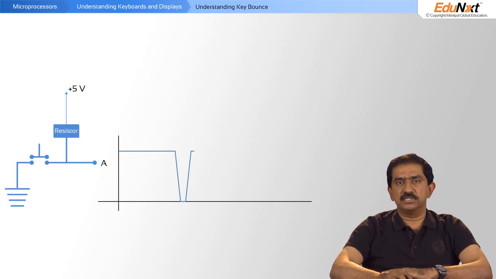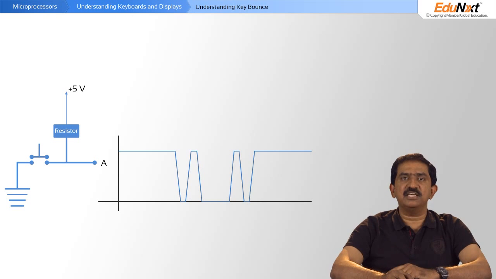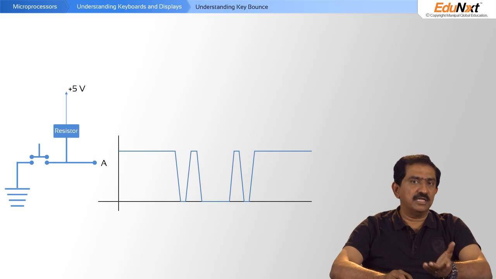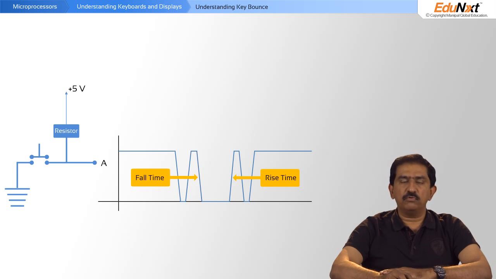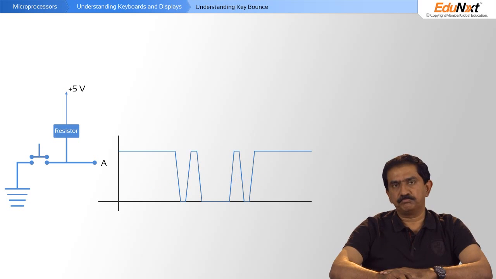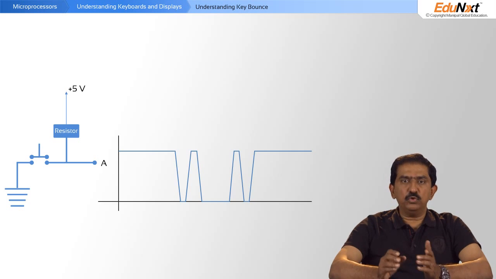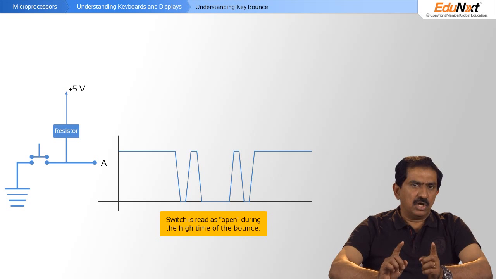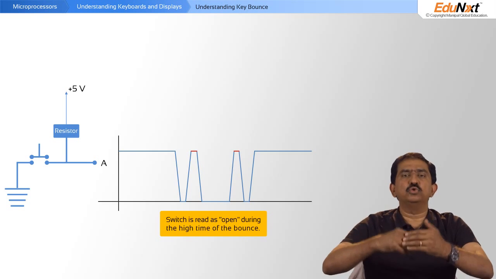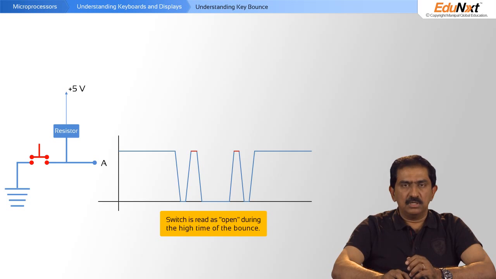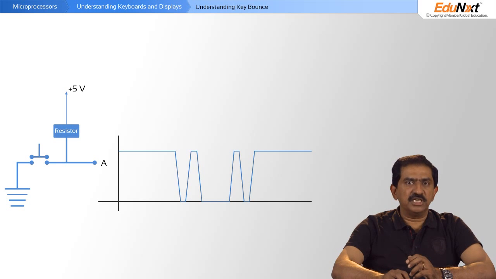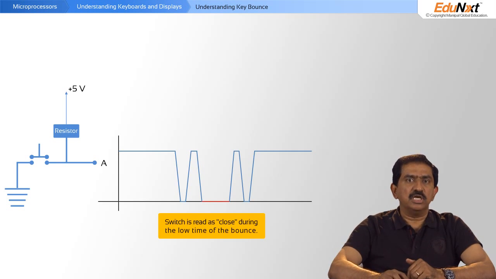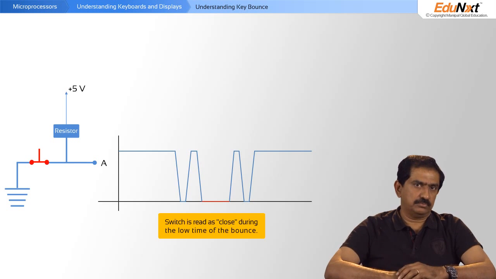And yet, it is still not sufficiently realistic because in this case too, you need the rise time and the fall time for each bounce. The problem with this is that if you were to measure the switch during the high time of the bounce, you would read it as open. Whereas if you were to measure it during the low time of the bounce, you would read it as closed.